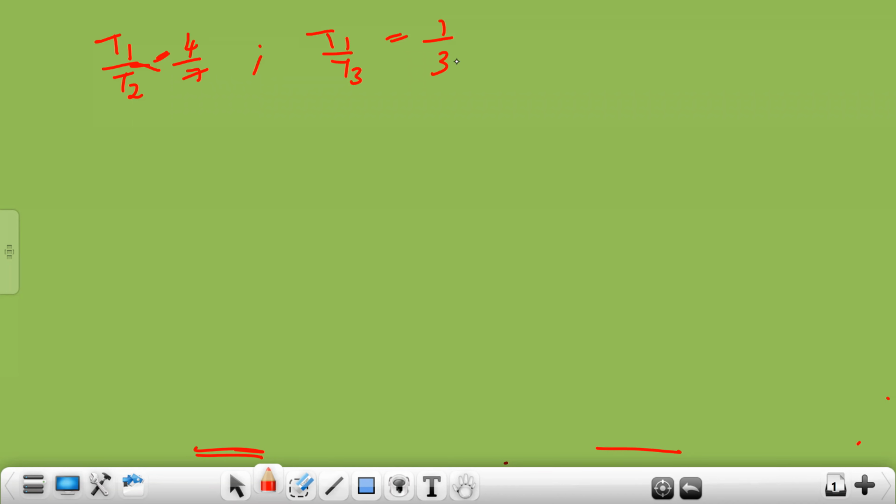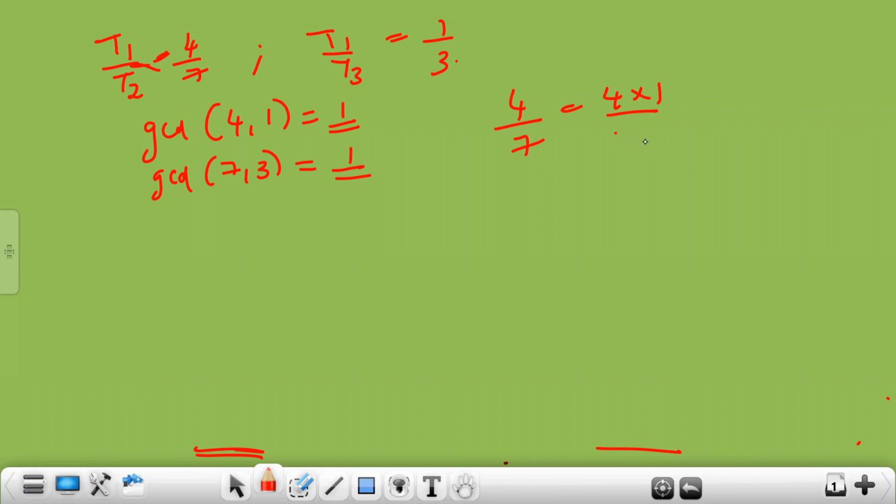Yes, sir. Now, what will be the GCD of the numerators here? The GCD of numerators 4 and 1 is again 1. There is no common factor for 4 and 1 other than 1. Then the GCD of denominators 7 and 3: again, there is no common factor. So the GCD is 1 in both cases. The only way to rearrange 4 by 7 is 4 into 1 by 7 into 1, and the only way to rearrange 1 by 3 is 1 into 1 and 3 into 1.